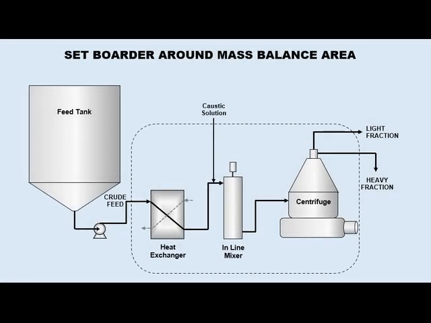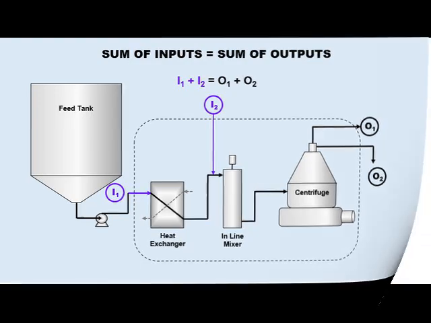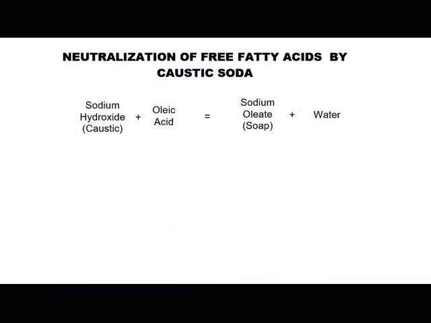After we've mapped out the process flow diagram, we can draw a border around the process. This will help us identify the key input and output streams. To comply with the conservation of mass law, the total input mass must equal the total output mass, as illustrated here. Now let's take a look at the reaction between sodium hydroxide and free fatty acids, specifically oleic acid, which is the predominant free fatty acid in soybean oil.